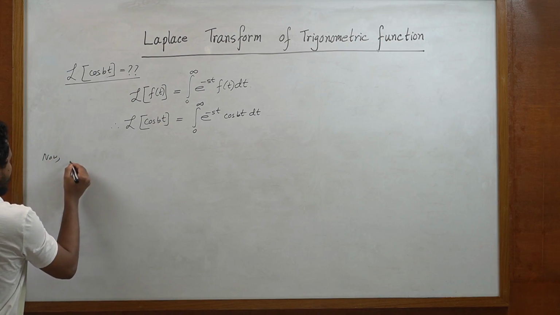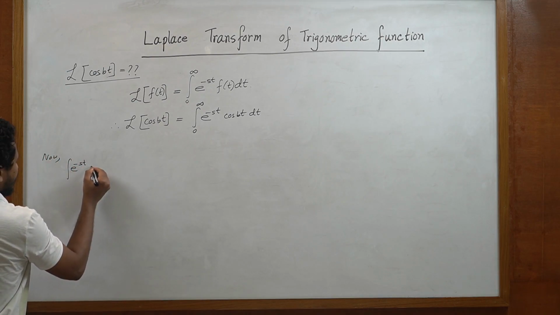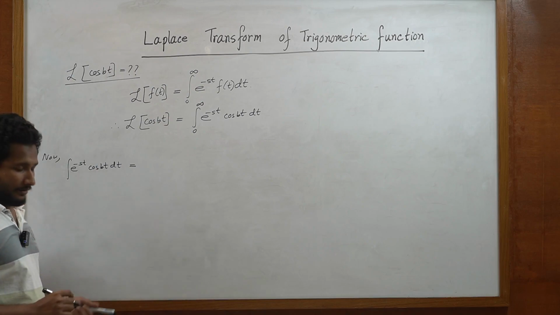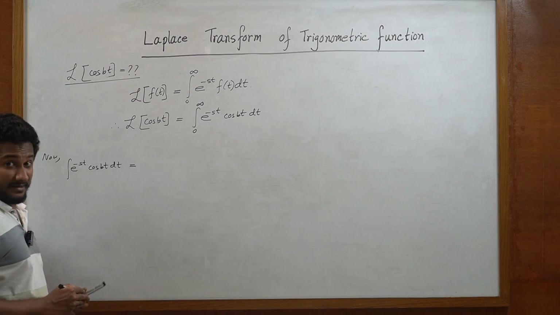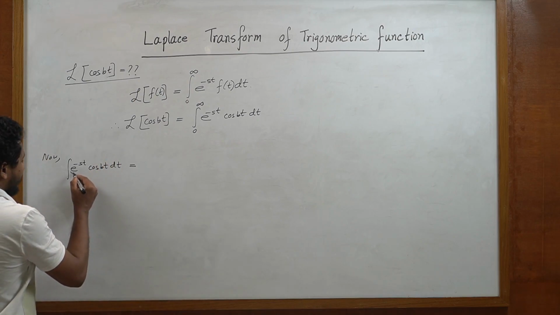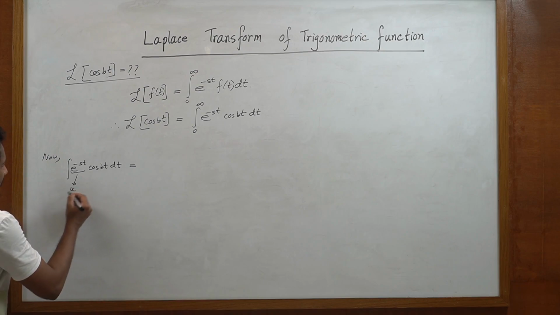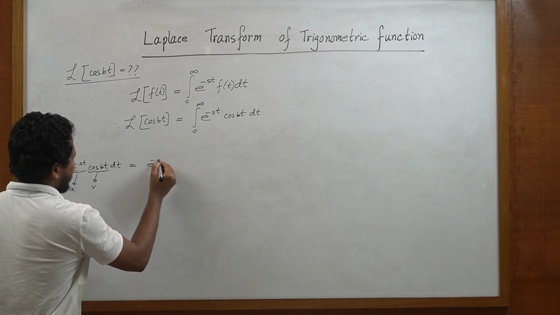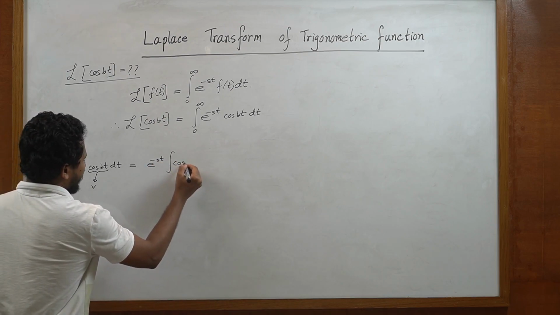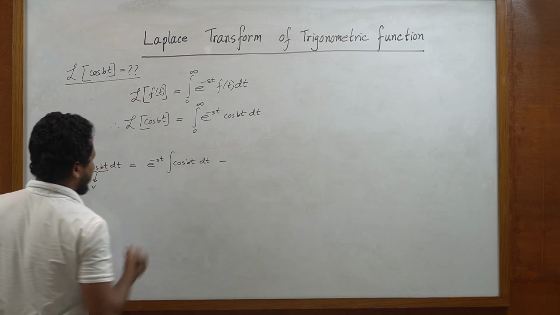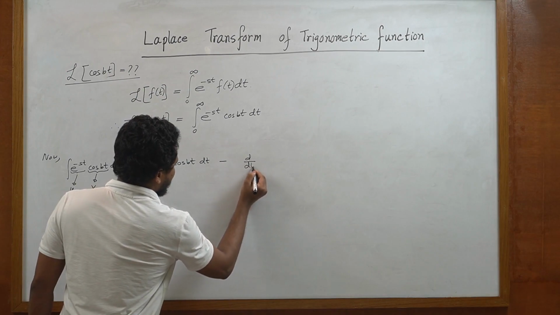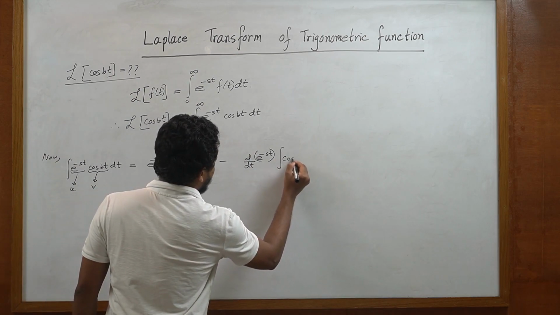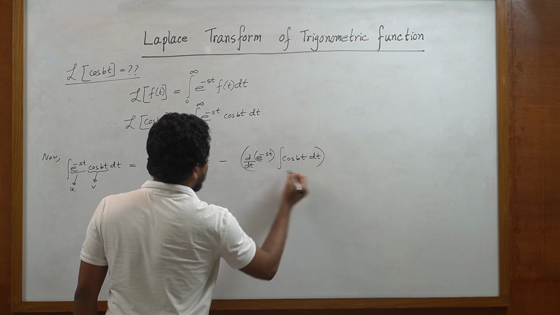Now, the integral of e to the power minus st cosine of bt with respect to t, we will find by the integration UV method, or integration by parts. Here we will take e to the power minus st as u and cosine of bt as v. So e to the power minus st times the integration of cosine of bt with respect to t, minus d/dt of e to the power minus st times the integration of cosine of bt with respect to t, and then the whole integral.